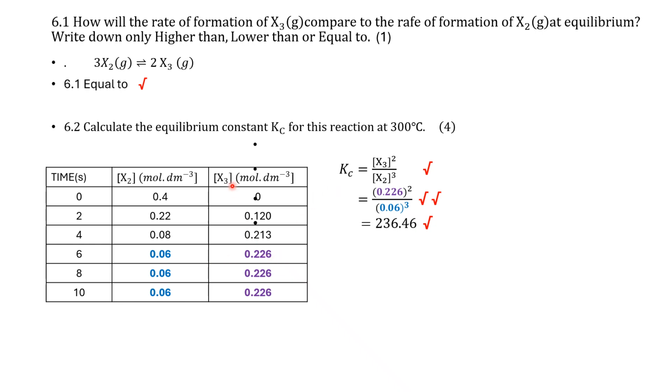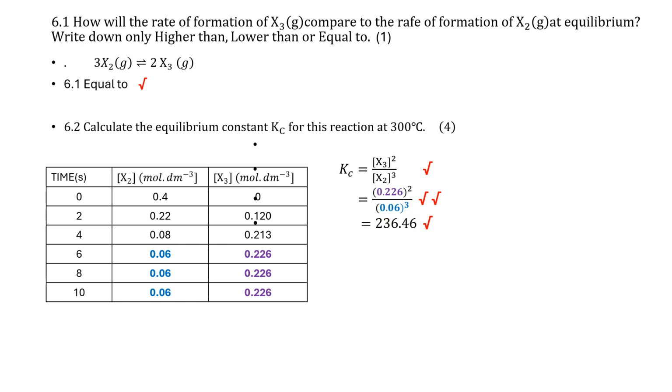So Kc always equals the concentration of my products divided by the concentration of my reactants. So there X3 squared, and there X2 cubed. So 0,226 squared over 0,06 to the power 3. Using my calculator, I get 236,46. So 1 mark there for correct formula for Kc, 2 marks for substitution, correct value on top, correct value at the bottom, and 1 mark for the Kc value.